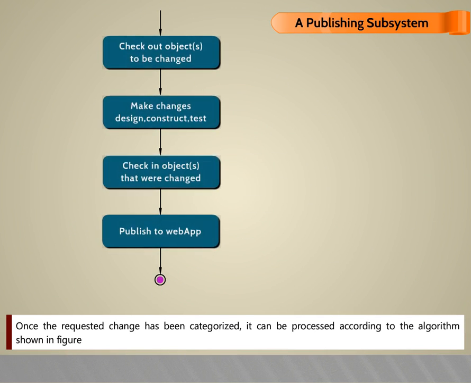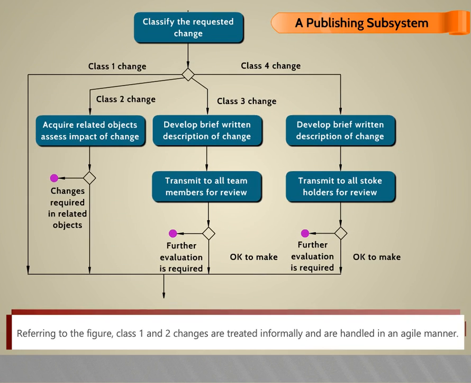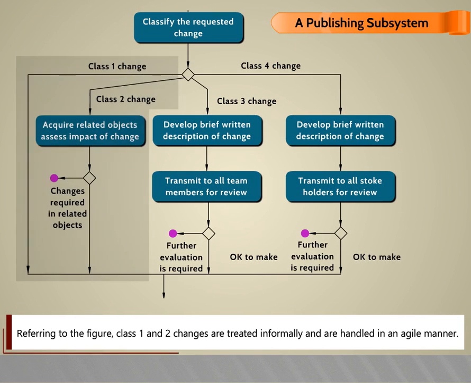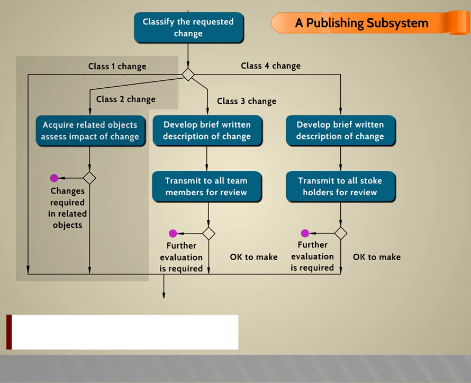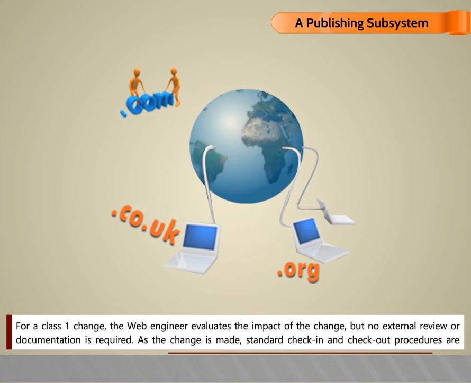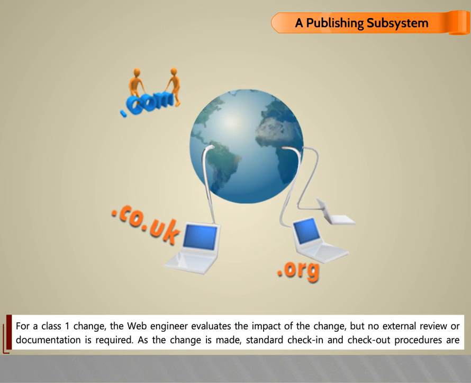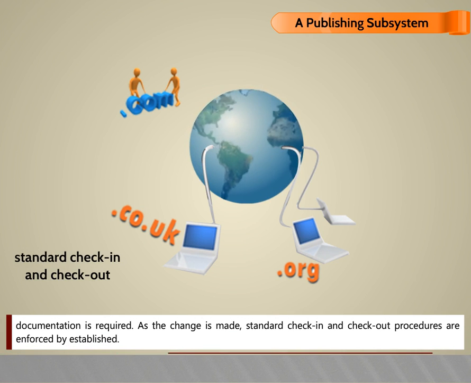Once the requested change has been categorized, it can be processed according to the algorithm shown in figure. Referring to the figure, class 1 and 2 changes are treated informally and are handled in an agile manner. For a class 1 change, the web engineer evaluates the impact of the change, but no external review or documentation is required. As the change is made, standard check-in and check-out procedures are established.